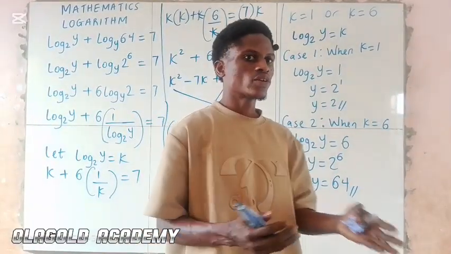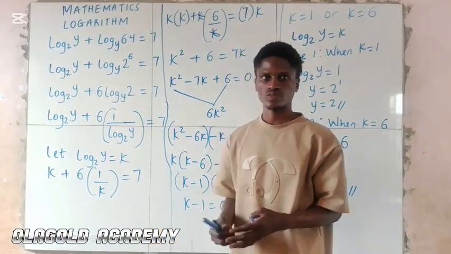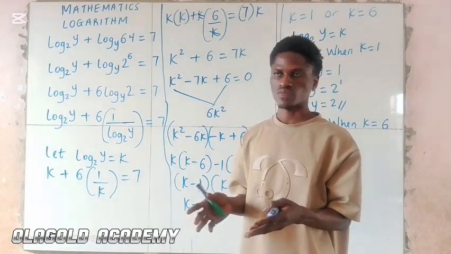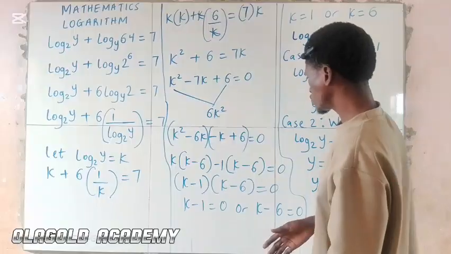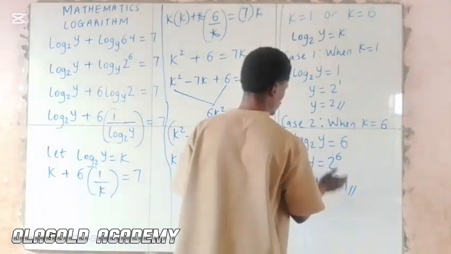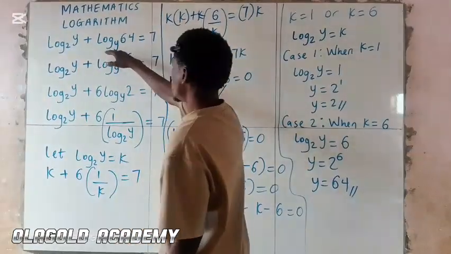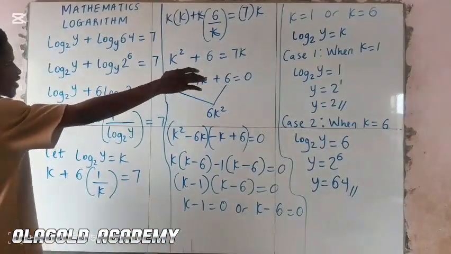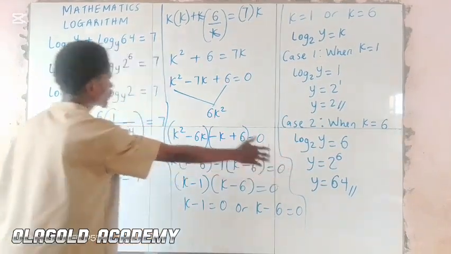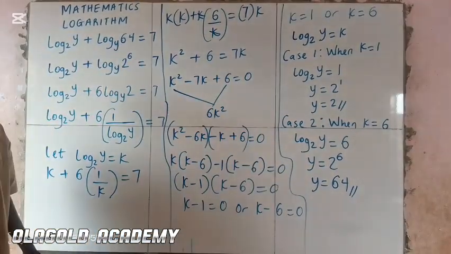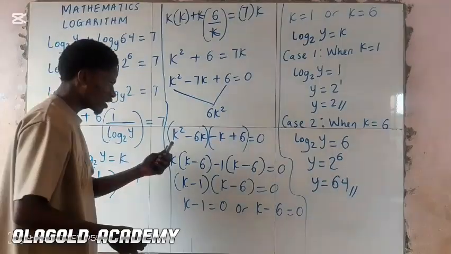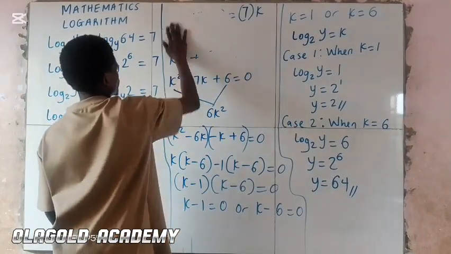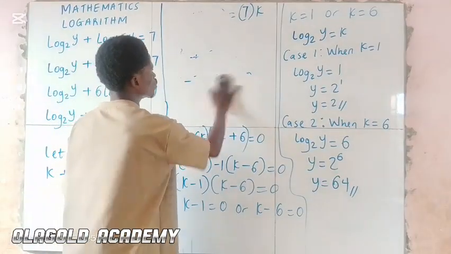Now, let me check for extraneous equation. If I say extraneous equation, I'm trying to check if these two values satisfy this equation here. That is, if I apply the values of these numbers here, I'm truly going to get 7 as my answer. All right, so let me now check for extraneous equation.